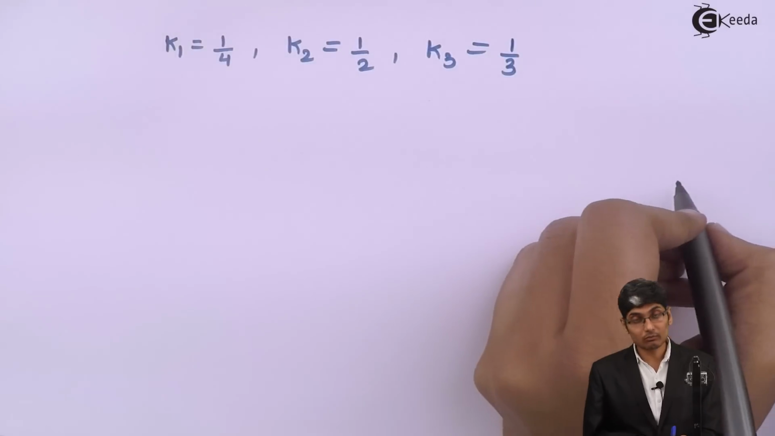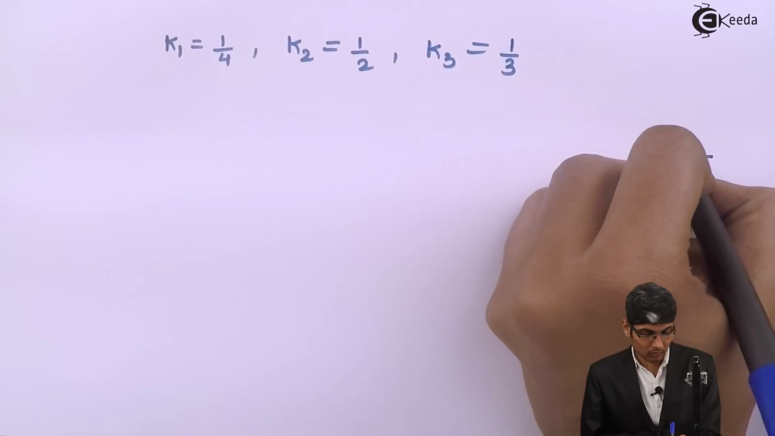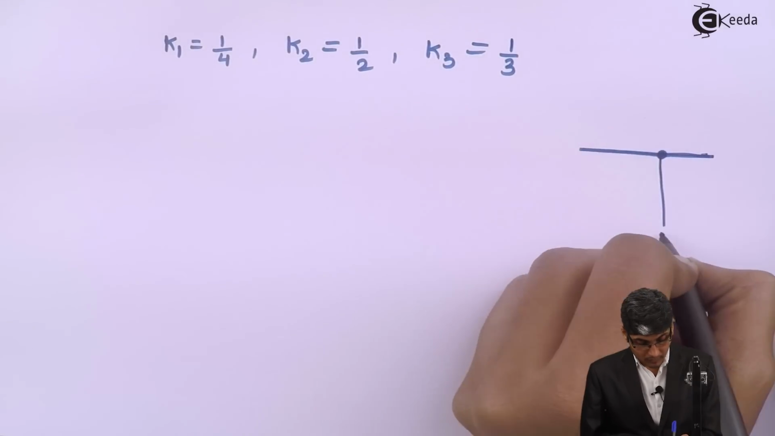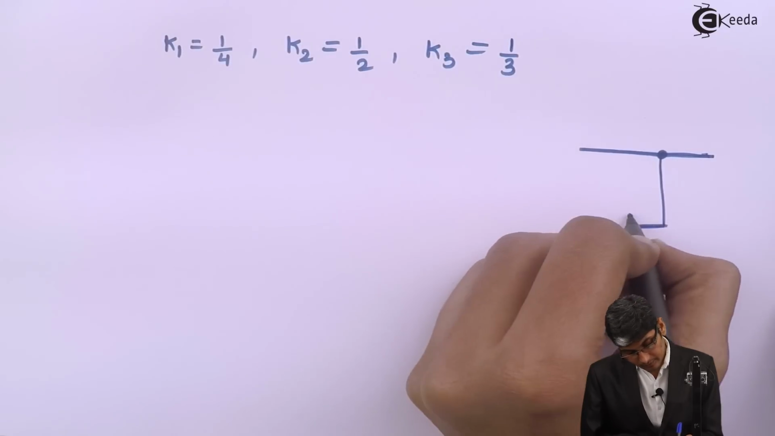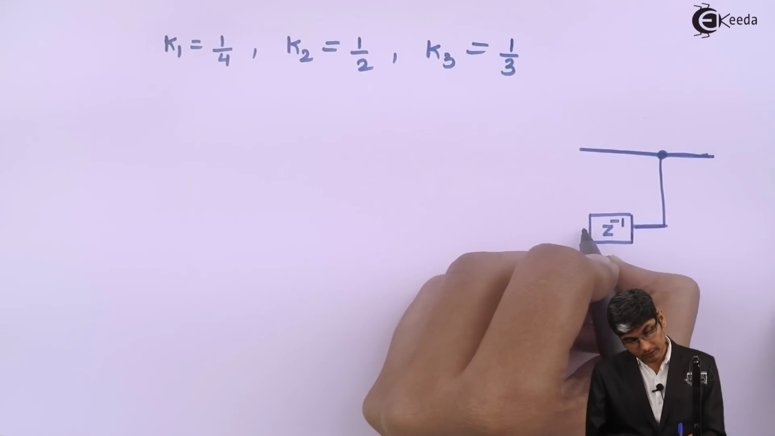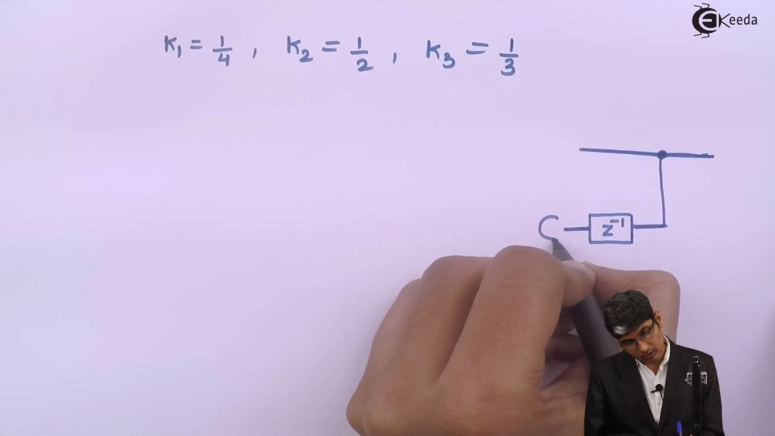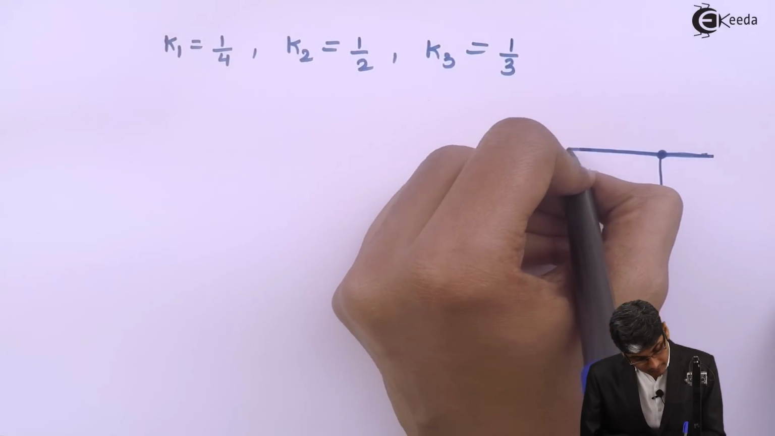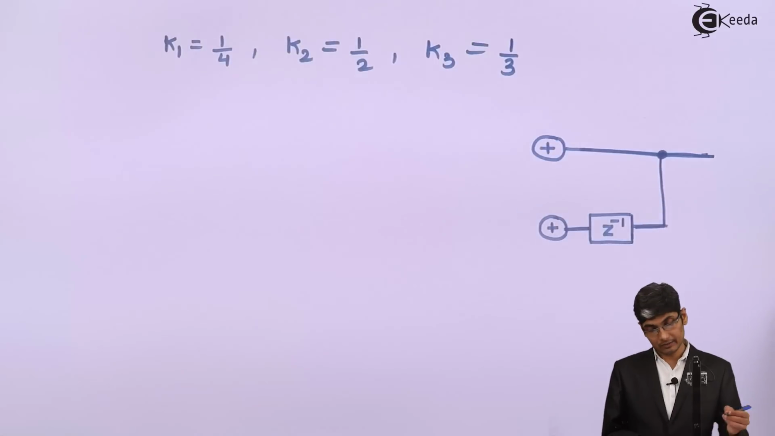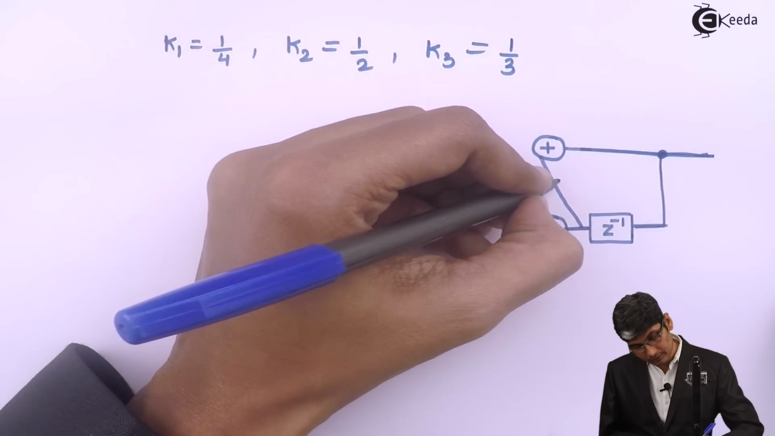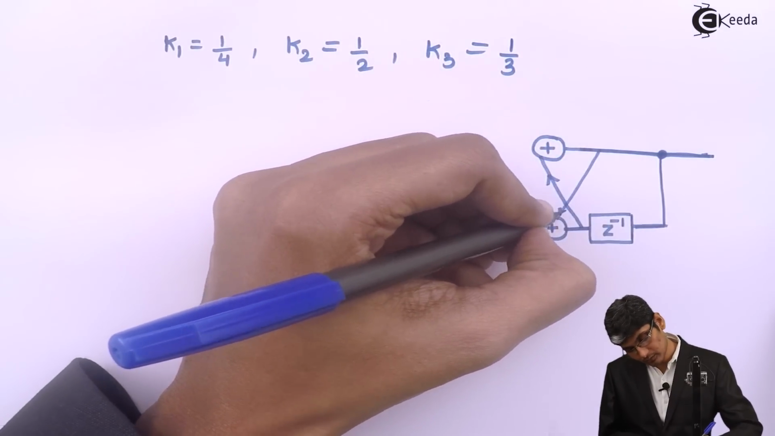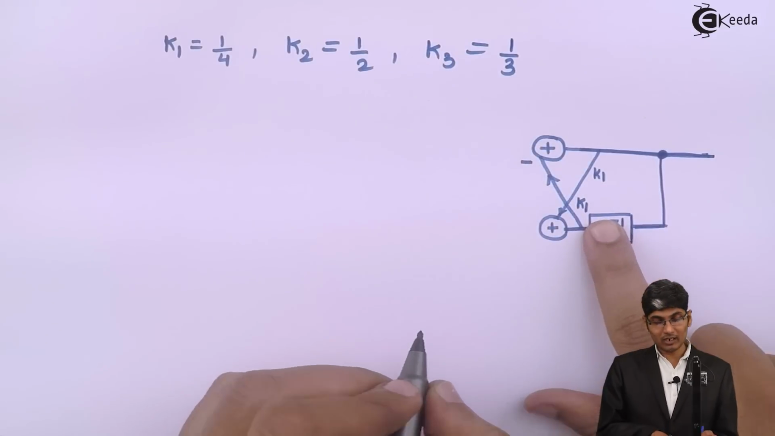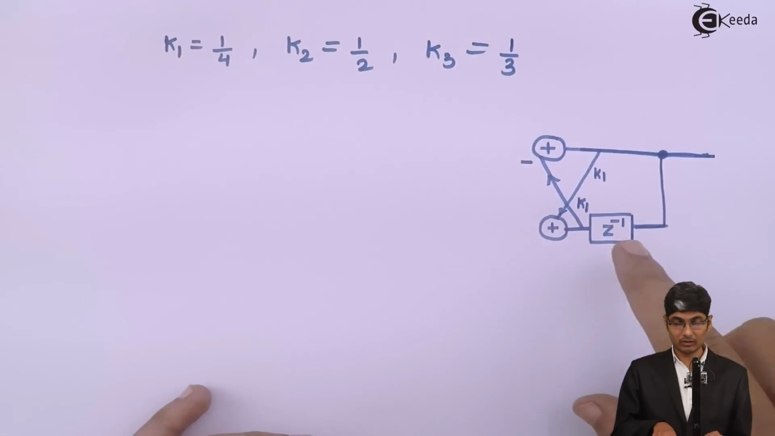To draw the lattice, I will start from the output side, because that is the procedure we normally follow. From the output side, I will drop down a path which will be delayed, which is Z inverse. Then we need to put an adder, and just above this adder I will put another adder. Now I'll put this above and from here below. This coefficient is k1, then we need to negate. And what is the value of k1? I'm not writing the value on purpose because it becomes too congested if I write it over here.